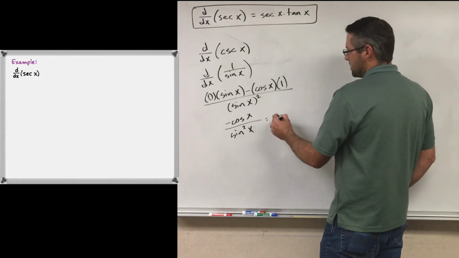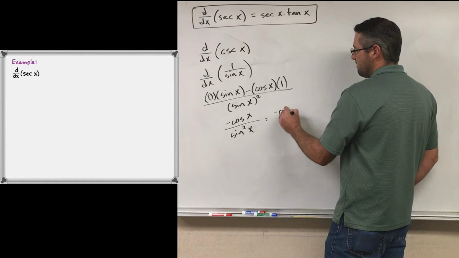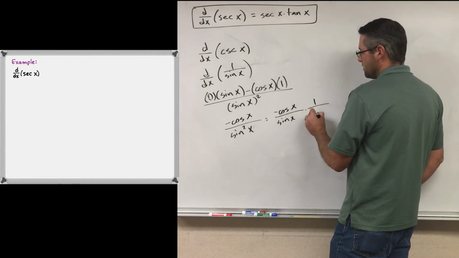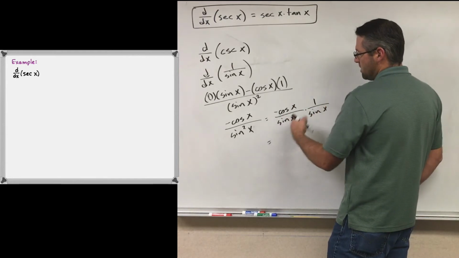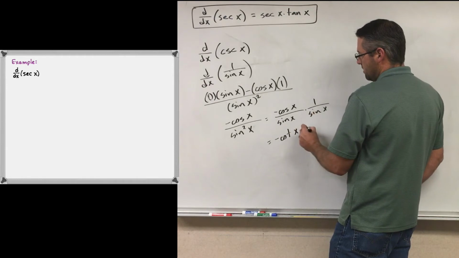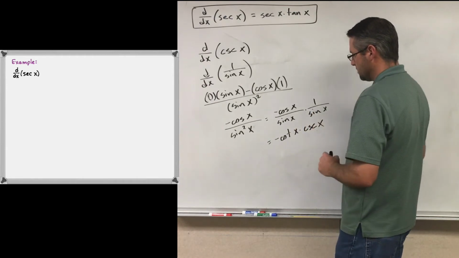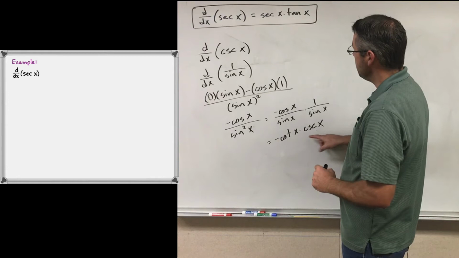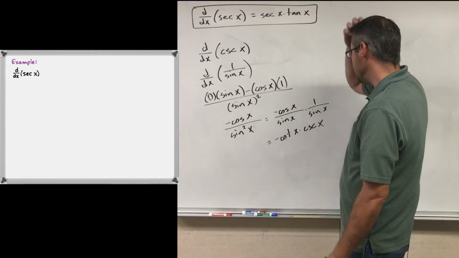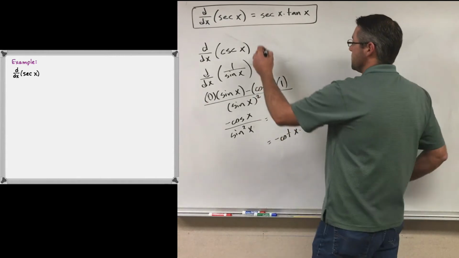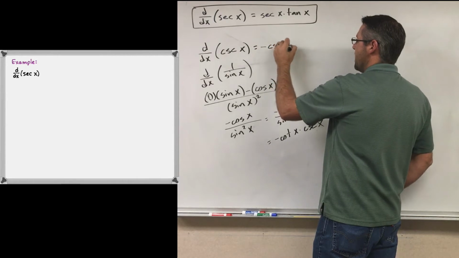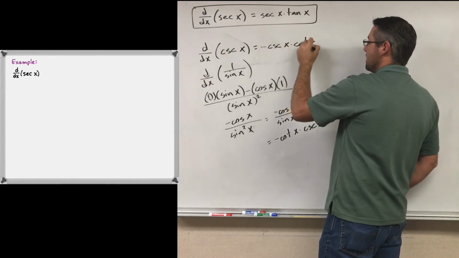So what we're going to do is separate this to be negative cosine of x over sine of x times 1 over sine of x. And then that would be, right here, negative cotangent of x times cosecant of x. And so you can see there, it's kind of related. Let me go ahead and write it down here so we can see it. Equals negative cosecant x times cotangent x.